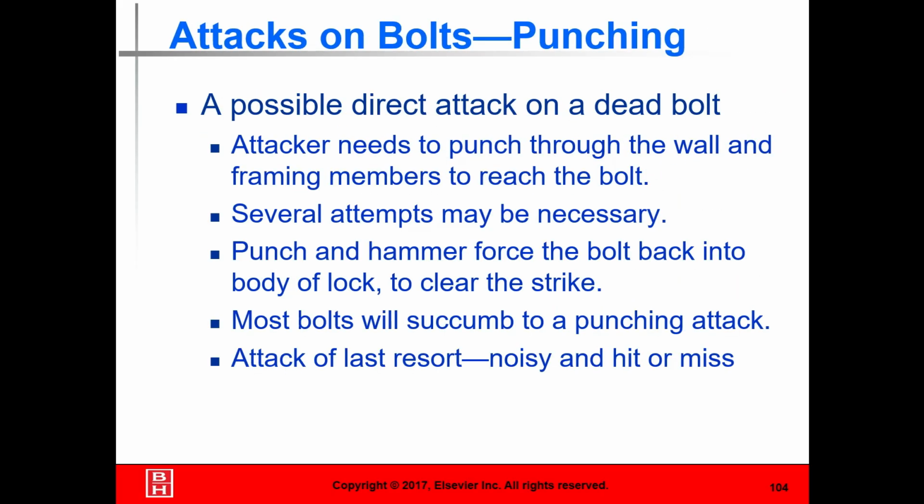Attacks on the deadbolt: attackers need to punch right through the wall framing to reach the bolt. Several attempts may be necessary. They punch and hammer the bolt back to unlock it. Most bolts will succumb to a punching attack, and it's a last resort. Very messy and noisy.